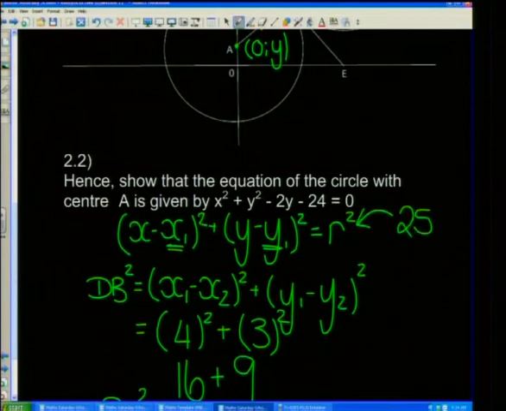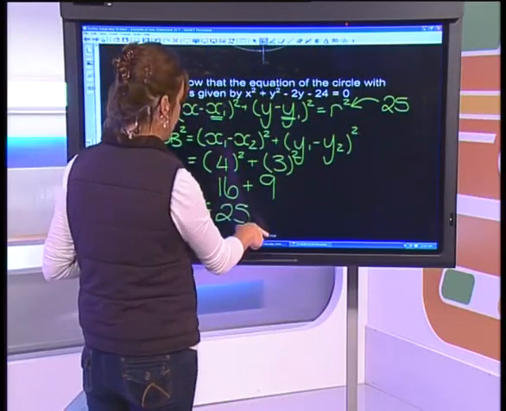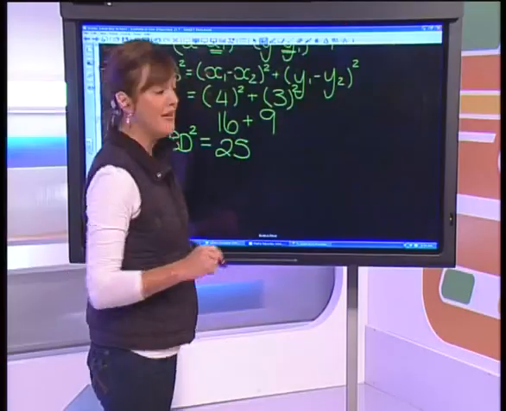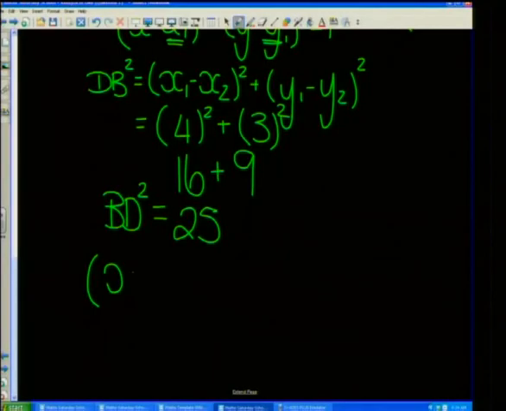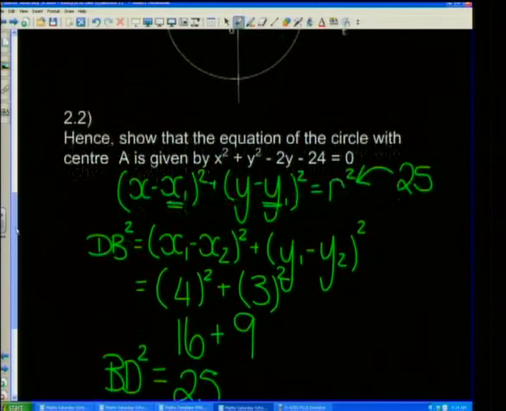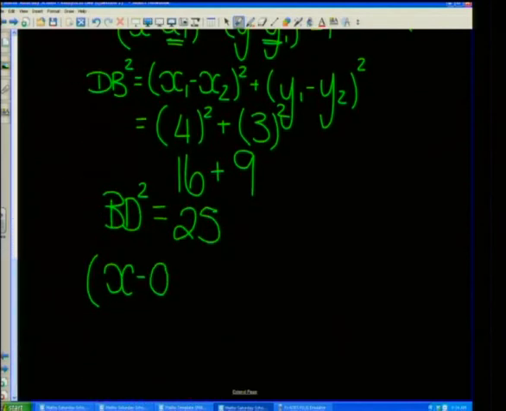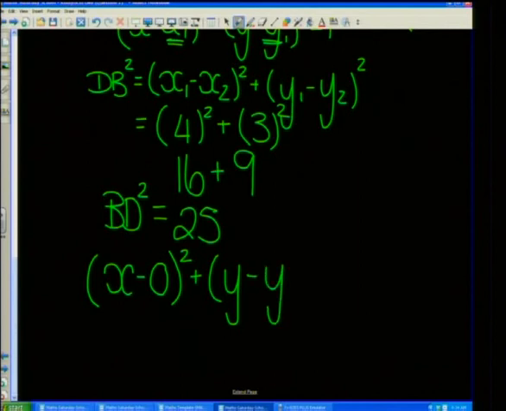So what I know is that this value over here is therefore going to be 25. Let's now go ahead and sub into our circle formula. To find the equation of the circle with center A, we're going to say (x minus x1) squared, where the x coordinate of my center is going to be 0, so we're going to put 0 over here, plus (y minus y1) squared, and that's going to be equal to 25.